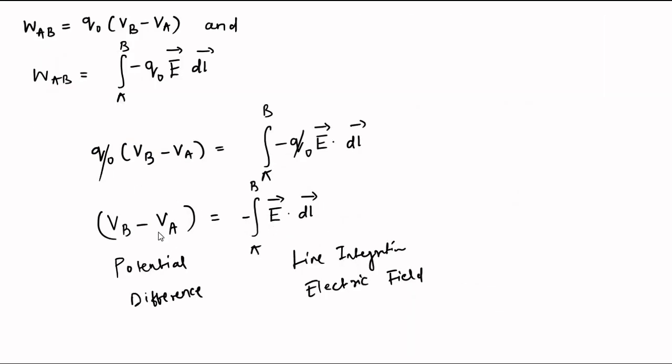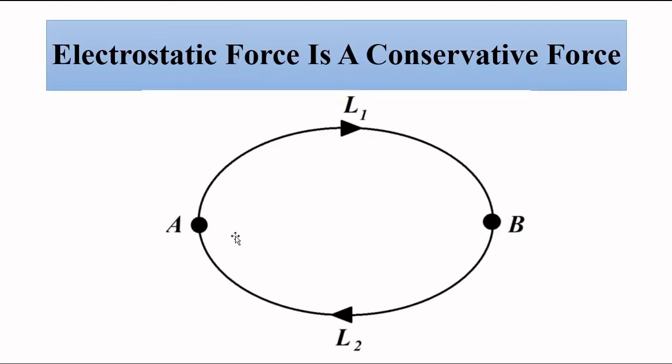The potential difference between any 2 points in an electric field is the line integration of the electrostatic field between the same 2 points. Now here we have discussed the correlation between potential difference and line integration of an electrostatic field. Now we will discuss another important concept, which is that electrostatic force is a conservative force in nature. So how will we prove that?